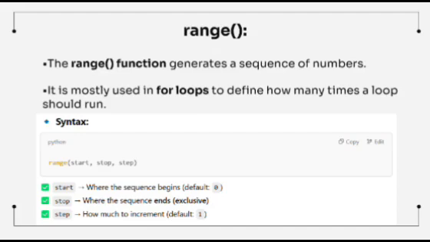The range function generates a sequence of numbers. It is mostly used in for loops to define how many times a loop should be run. It is mainly related to for loops. Range takes start, stop, step. Start is where the sequence begins, by default 0. Stop is where the sequence ends, exclusive. Step is how much to increment: is it 0.1, 0.2, or 1? The increment is the step, the length of each step. Step is defined last, stop second, and start first.